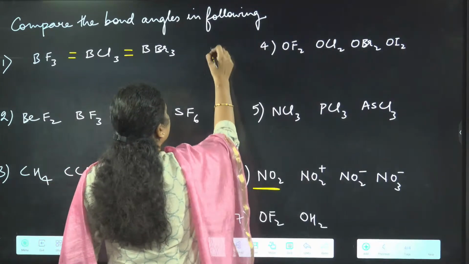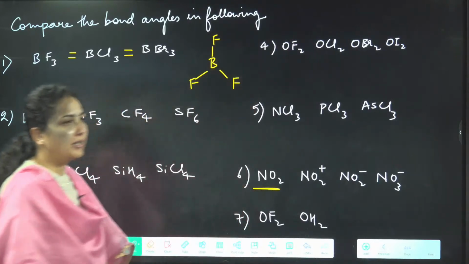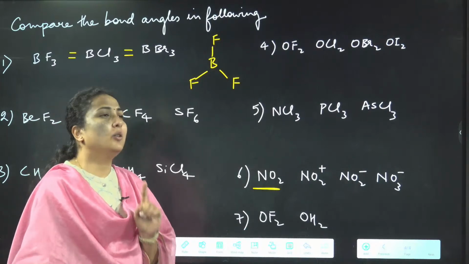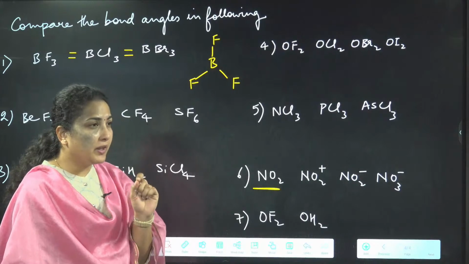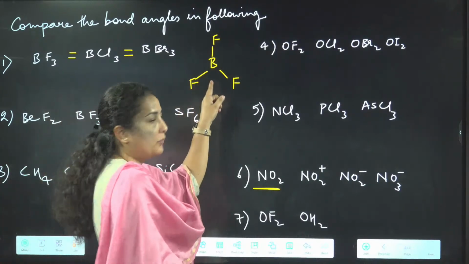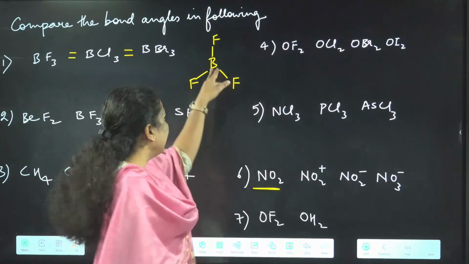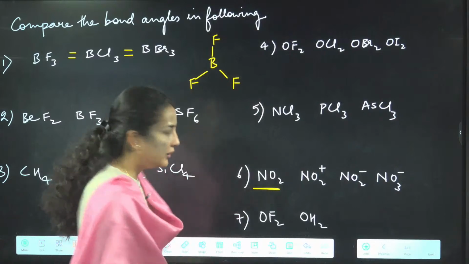Around boron, you are having all fluorine atoms, all the surrounding atoms are the same, and you are not seeing any lone pair on the central atom. So basically it is a regular geometry. If it is a regular geometry, whether you change fluorine to all chlorines or all bromines, ultimately it is going to be a perfect trigonal plane. So that has to be 120 degrees.